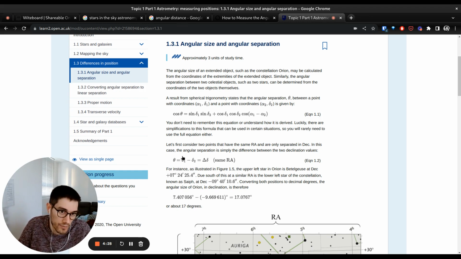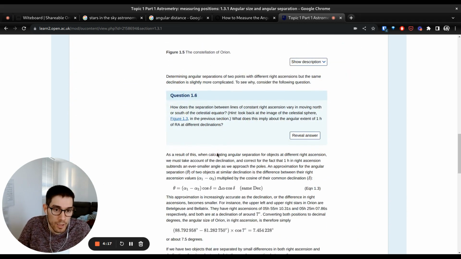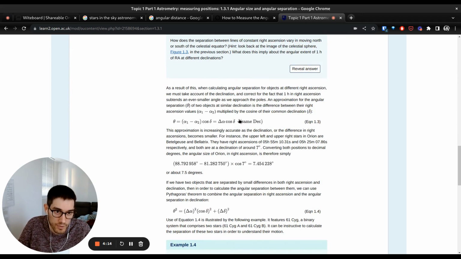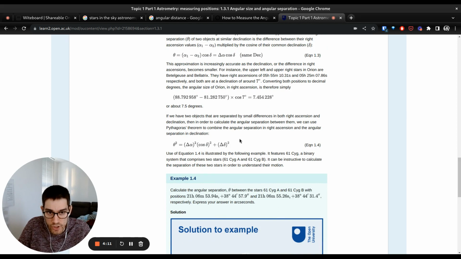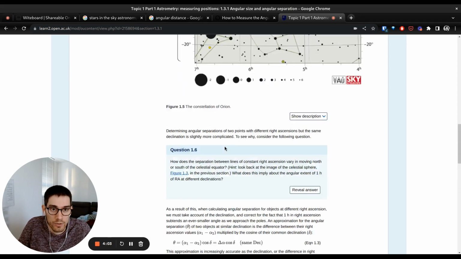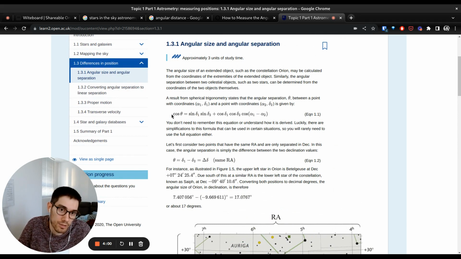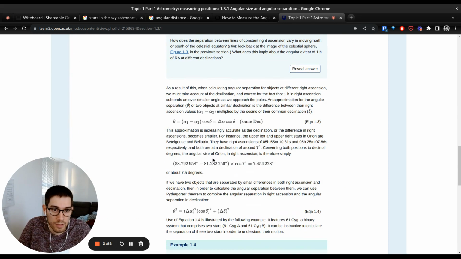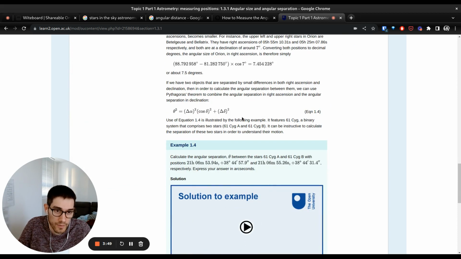Like, for example, if both objects are in the same right ascension, then you can get the angular separation by the difference of declinations. And then with the same declination, the formula gets simplified further, but in general, under some generic circumstances, you can express the equation like this. So what we are going to do is derive this from scratch and then see how we get to this one, and finally this one.